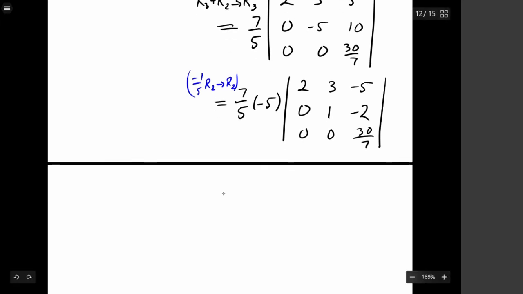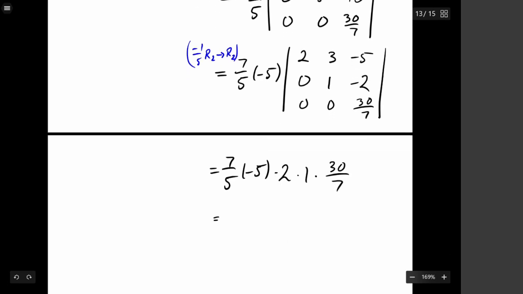So now, when we compute this determinant, we have whatever constants are out here from our various row operations, and then we just multiply the diagonal. So 2 times 1 times 30/7. And let's see, what does this end up being? So these 7s cancel, these 5s cancel. This is -60. And there we go. All right.